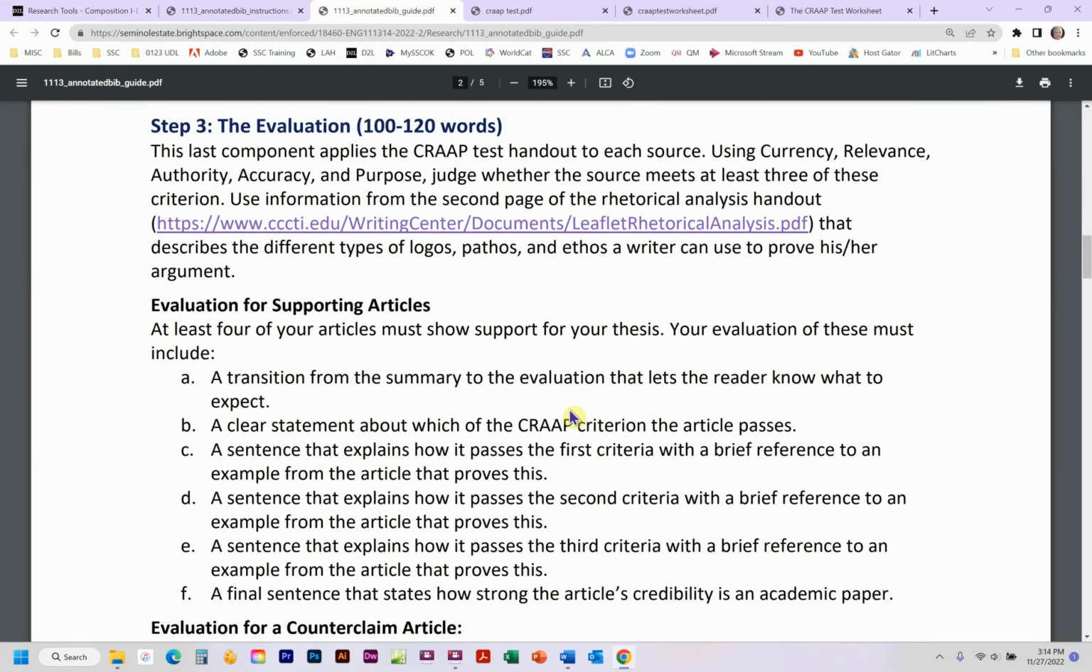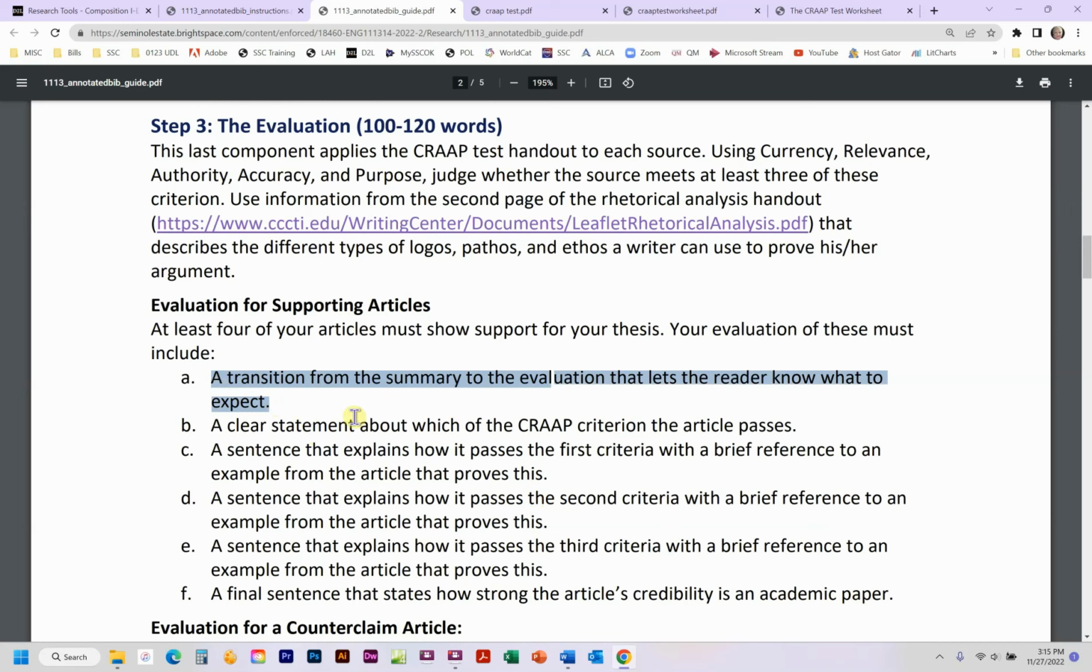So the evaluation is 100 to 120 words long. It is the bulk of your citation, obviously, right? And again, because of what you've got to do in it, you should be able to get that easily. When I was doing all three of these bibs, my first draft of most of them was anywhere from 160 to 180 words. So I had no problem just by making sure I had each thing identified, getting that word count, right?